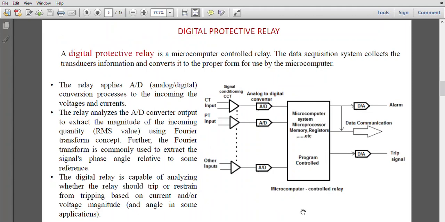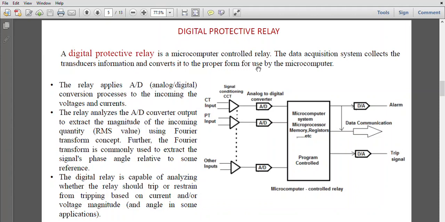Digital protective relay. Now, what is a digital protective relay? A digital protective relay is a microcomputer controlled relay. For the operation of the microcomputer, signals need to be fed in the proper form. So the data acquisition system collects the transducer information and converts it into the proper form so that it can be used by the microcomputer, that is, in digital form.